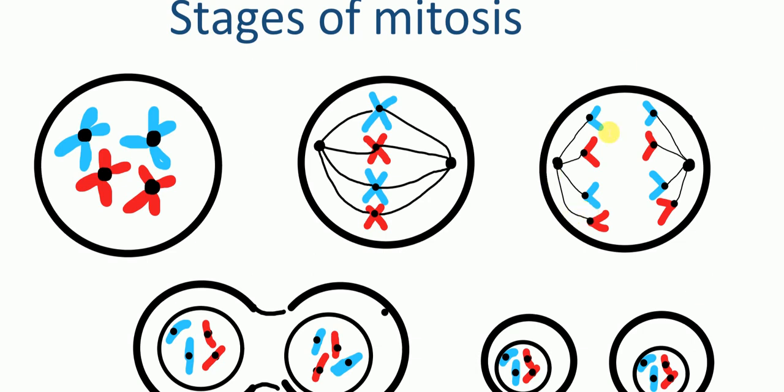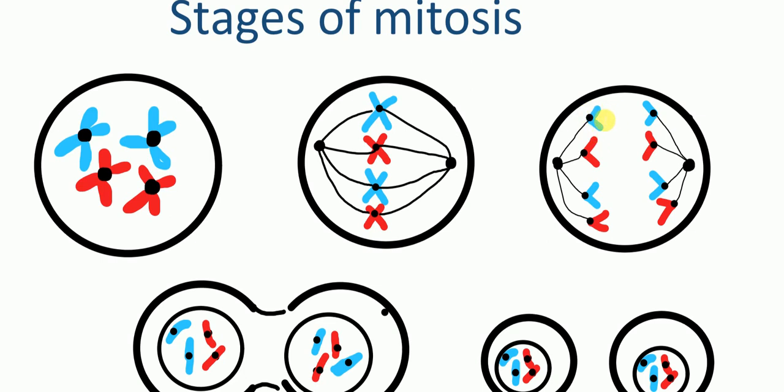In the anaphase, the sister chromatids now are separated. Here you can see that the sister chromatids were attached. They are separated now, and this sister chromatid now would be considered a full-fledged chromosome.